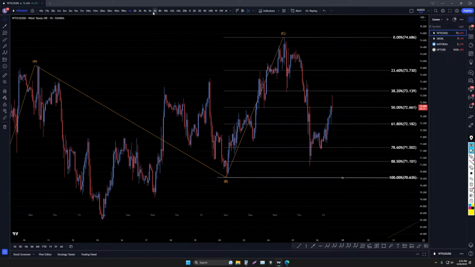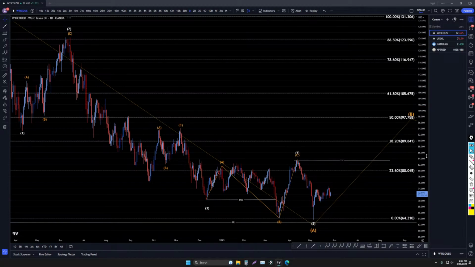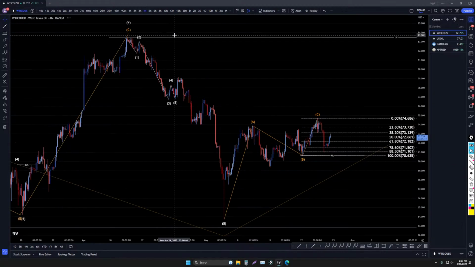Now oil, let's go back up to the daily. Oil is looking very, very corrective. My original thought on oil was that it was going to go up and do this. So yeah, my original thought was that this is what's going to happen on oil, which it still seems very, very likely. It just really looks very corrective as of right now, but as we go down to a lower time frame, it is definitely making higher highs and higher lows.